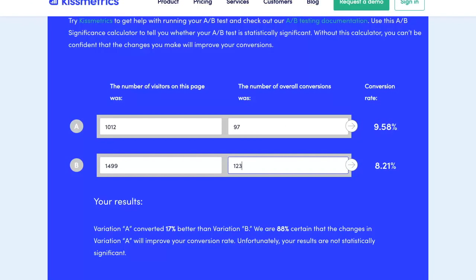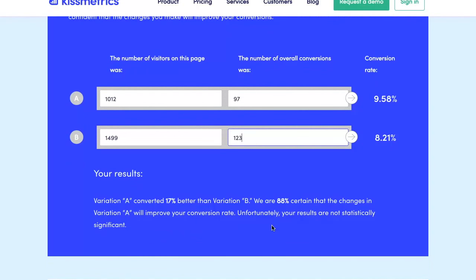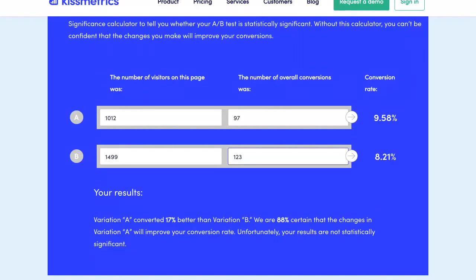Now, here's the thing. This tool has determined that they're only 88% certain that those changes in variation A will actually improve your conversion rate. That is not statistically significant enough to make this tool, for example, and you as a result confident that any of those slight changes you made in that download page would mean that you would have more conversions. Now, let's play around with the numbers here.